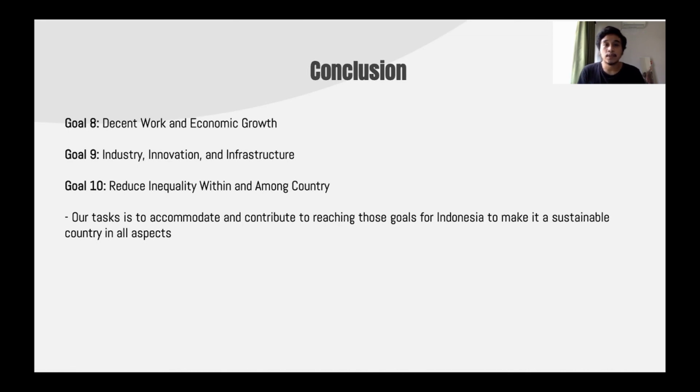And based on all of our discussion from goal 8, which is decent work and economic growth, goal 9, which is industry, innovation and infrastructure, and goal 10, which is to reduce inequality within and among countries, we can conclude that we as Indonesians, and also the government to support us, must all contribute and accommodate to be able to achieve all these goals so that we can make Indonesia a better country, a more sustainable country for everyone and in all aspects as well.